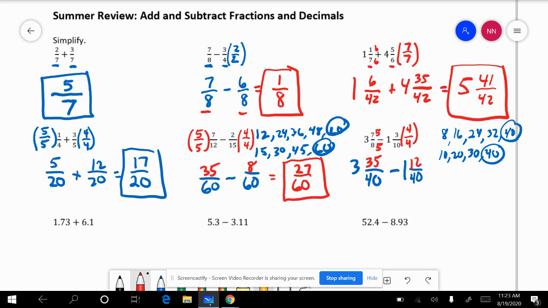Now I'm subtracting this time. So when I subtract, I subtract the 3 minus the 1, which gives me a 2, and the 35 minus the 12, which gives me a 23. That right there would be adding and subtracting fractions. Now we're going to move to the decimals.